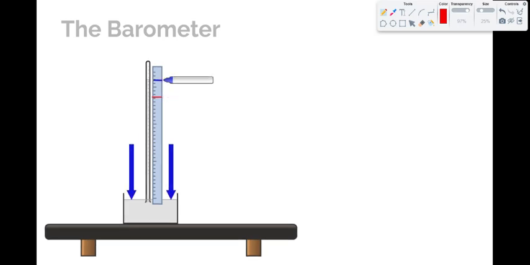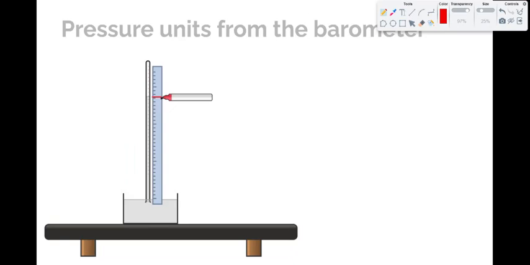When the pressure gets higher in the atmosphere, that's going to force a taller column of mercury to rise into the tube. And if the pressure drops in the atmosphere, that's going to allow the mercury column to sink further into the bowl. So the pressure units that come from the barometer, I've already mentioned the millimeter of mercury. That's renamed the torr after Evangelista Torricelli, who is the person who invented this measurement tool.